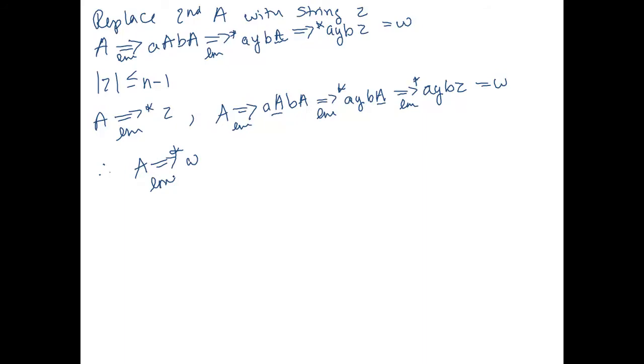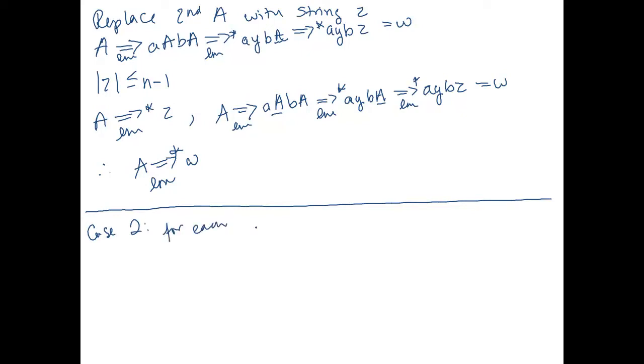Okay? So now, let's move on to case 2. So we've handled variable A. Now we need to handle variable B. Case 2. For each string derived from B, there is a unique leftmost derivation from B.